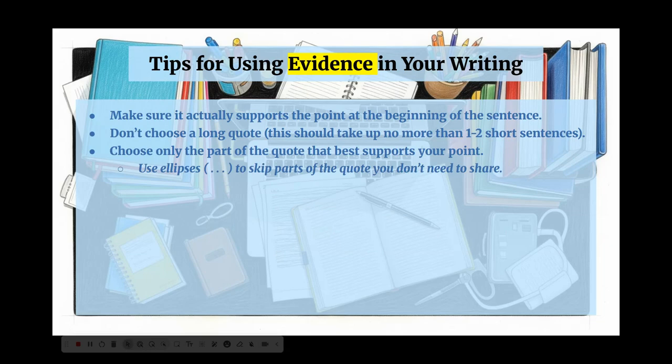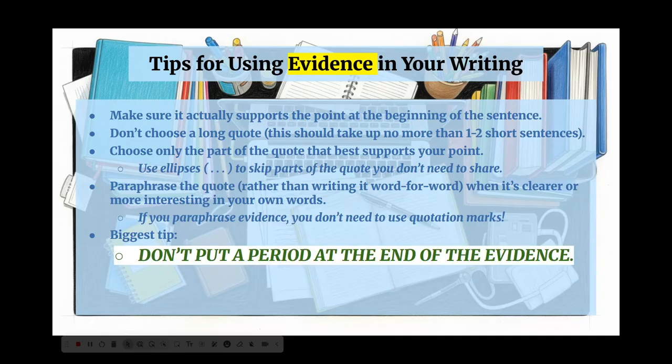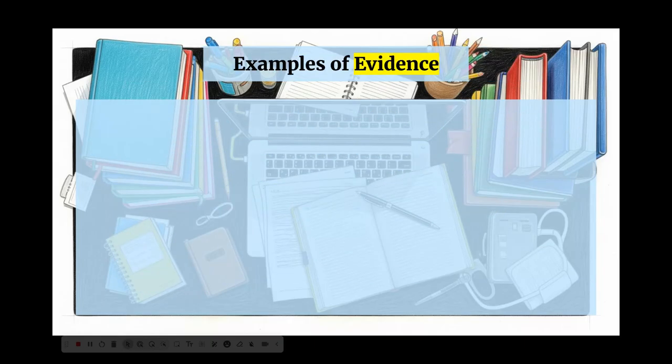So if only part of it supports your point but not all of it, you can use ellipses and then just skip the parts you don't need, and I'll show you what that looks like. Do you know you can also just paraphrase, so write it in your own words rather than word for word, if it's going to be clearer or more interesting if you explain it. And you won't need to use quotation marks if you paraphrase. And then just know you still don't need a period yet, and I'll show you why in a little bit.